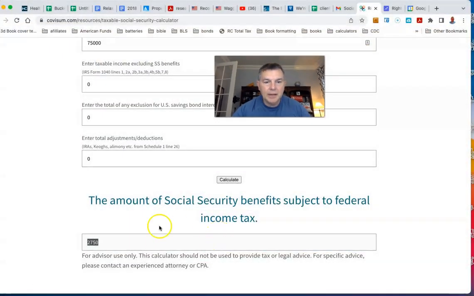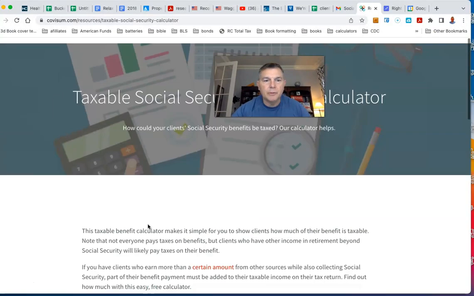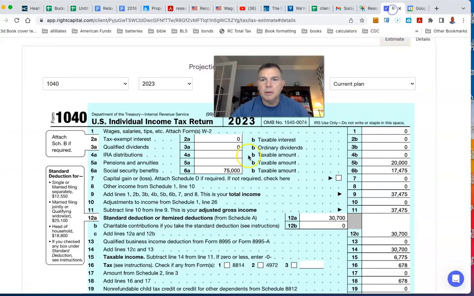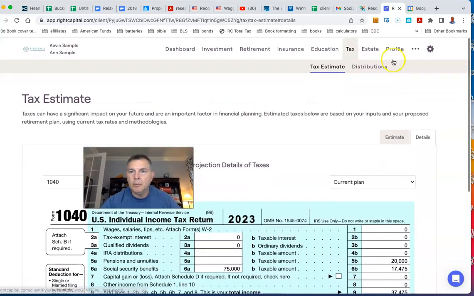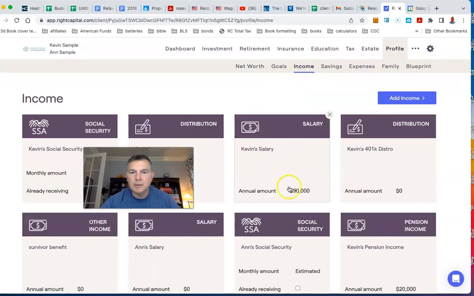Now, hey, these guys are all right, dude. Now this is for advisor use only, so if you're not an advisor, don't use this. So that's good. This calculator is spot on. And we'll even go back to Right Capital. We'll get rid of old Heavy Kevy's pension here, and we'll show you it's going to be the same thing.